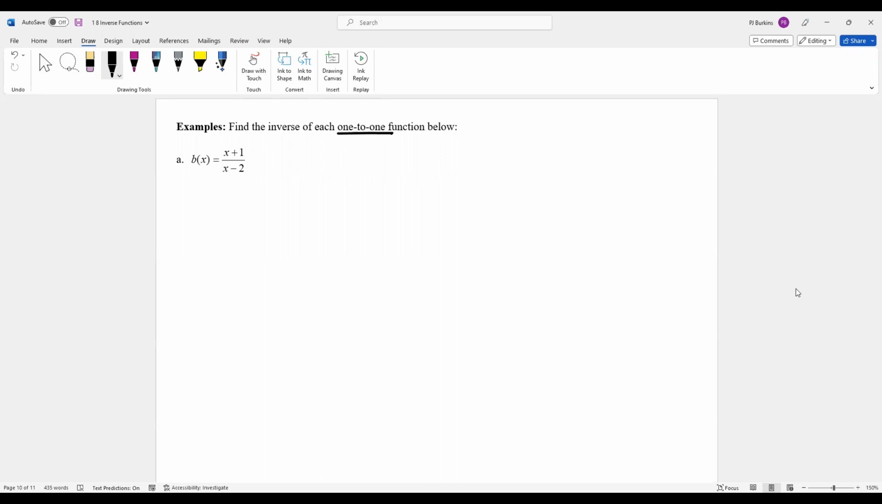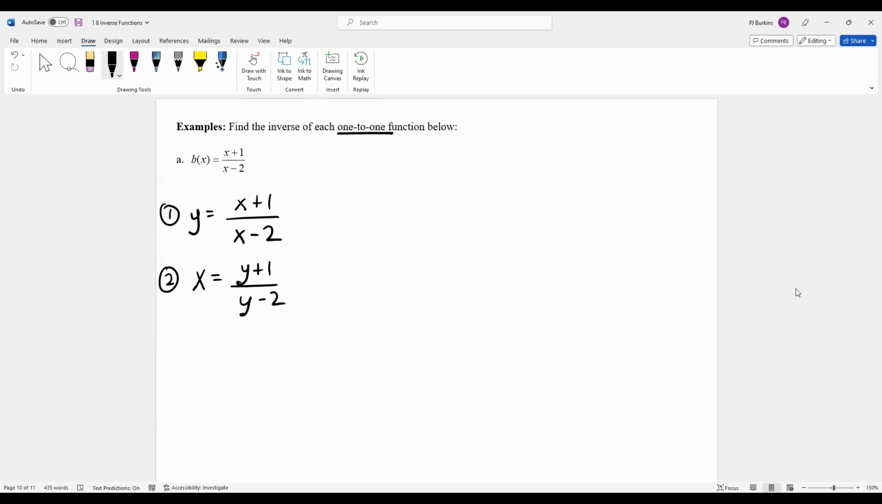Okay, so first thing we're going to do is change b of x into y. Step 2 is to interchange x's and y's. So x equals y plus 1 over y minus 2. The next part of step 2 is to solve for y.